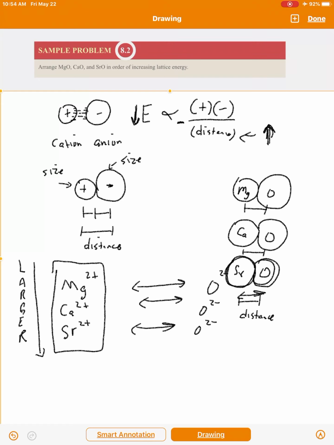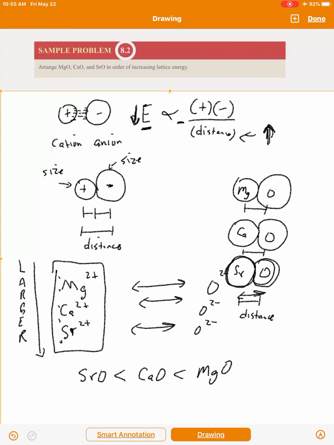If something in the denominator gets larger, the ratio gets smaller. So the lattice energy would get smaller. So every time the size of the cation gets larger, the energy should go down, the energy of attraction. So since strontium is the largest, its lattice energy would be the smallest. So I'm going to write it this way. SrO would have a smaller lattice energy than CaO. And that would have a smaller lattice energy than MgO.